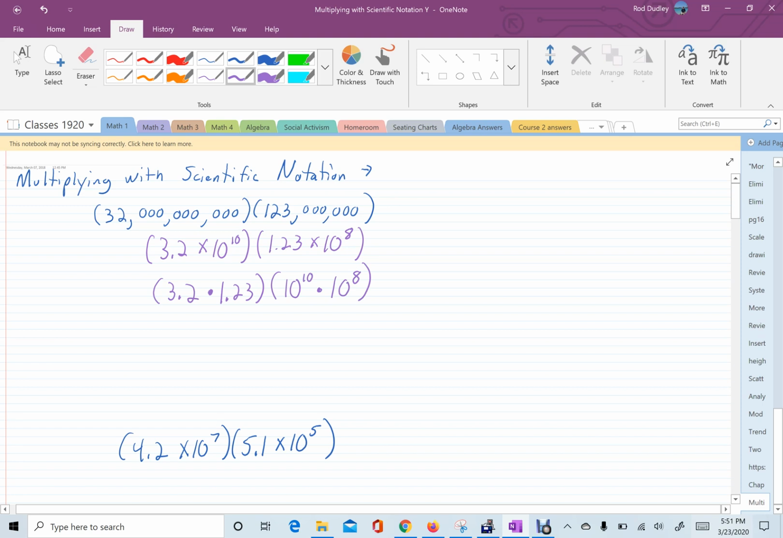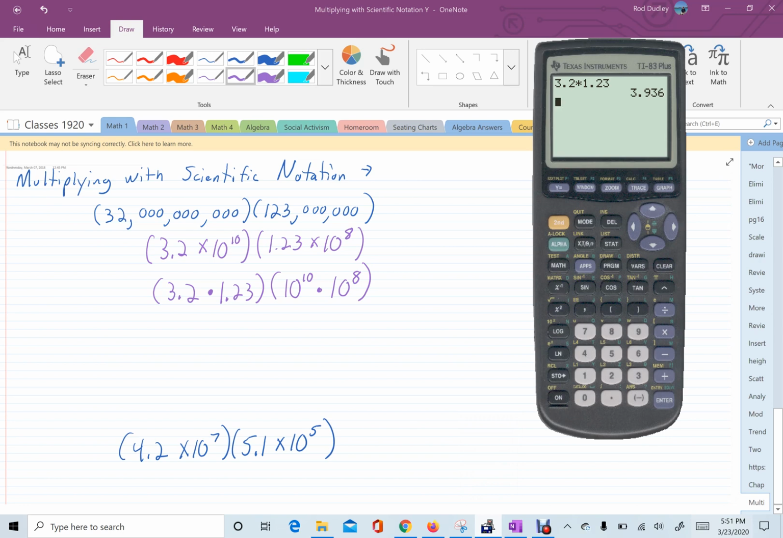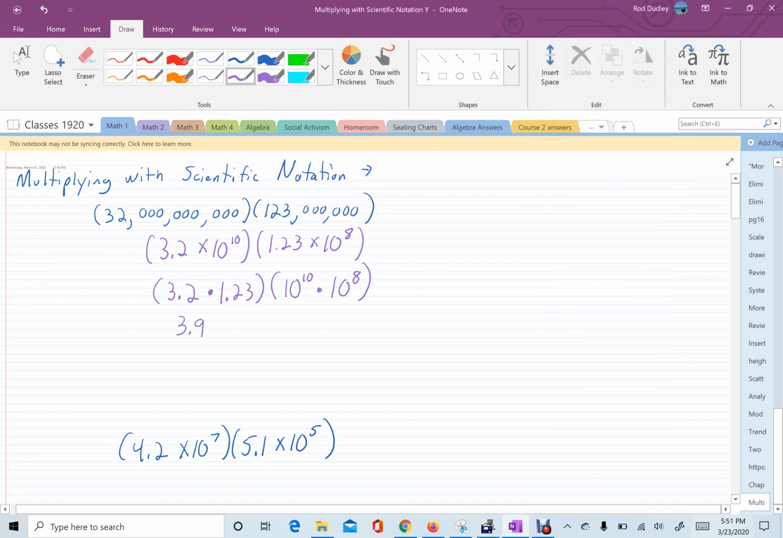Now I'm going to use my calculator to do 3.2 times 1.23 because, you know, everybody would. 3.2 times 1.23, I get 3.936. So I have 3.936 times 10. Remember, when we're multiplying powers that have the same base, we just add their exponents. So 10 to the 10th times 10 to the 8th becomes 10 to the 18th power. Okay, and that would be our answer. Okay, let's try another one.